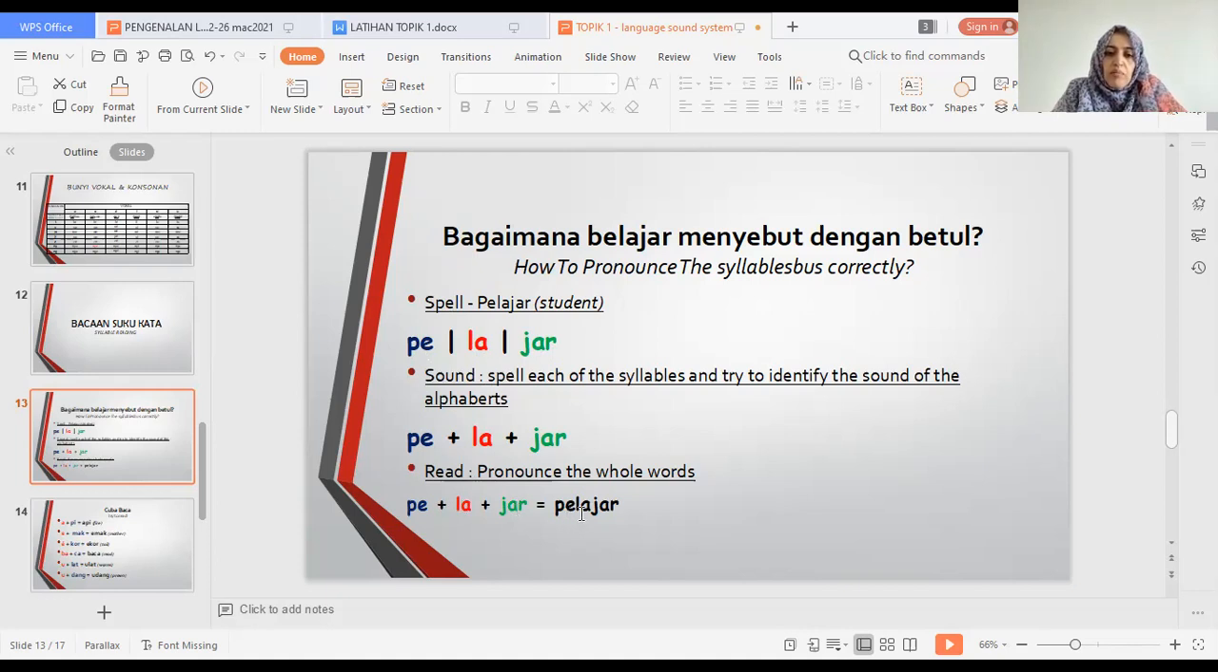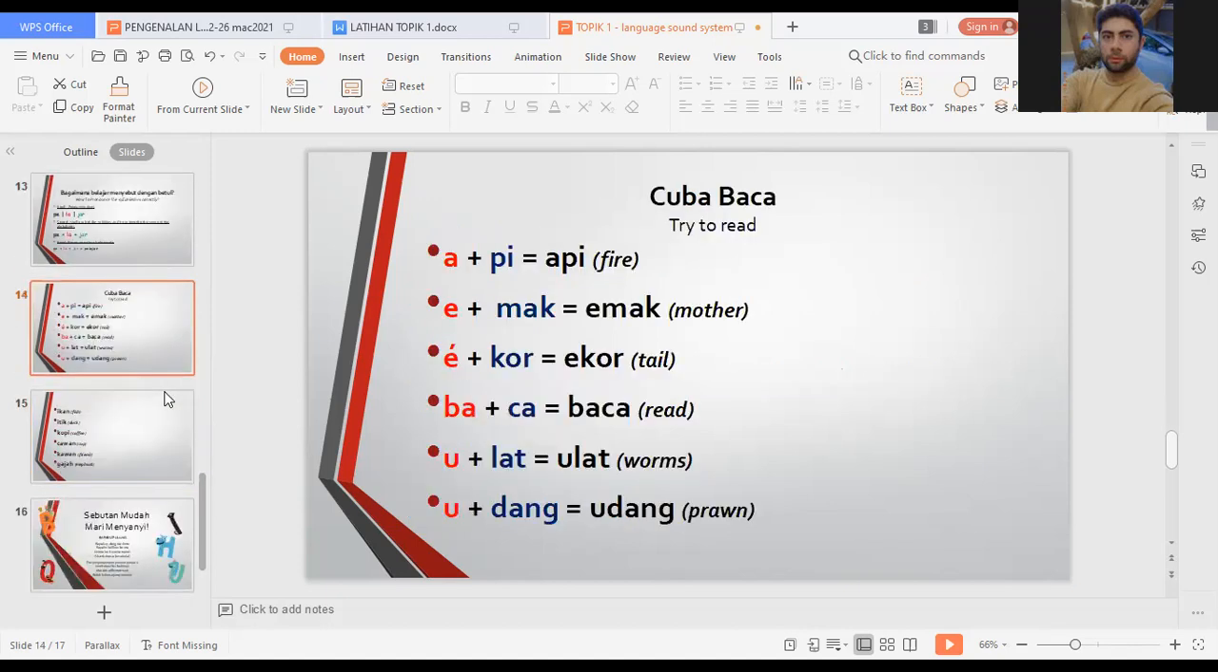Pelajar. So what is the meaning of pelajar? Student, yes. Pelajar is student. Even though you are a lecturer, you are a teacher, now you are my student. Okay, sorry. So now let's try to read it. Cuba baca. I give you a simple word. Try to read it. So I call one by one.